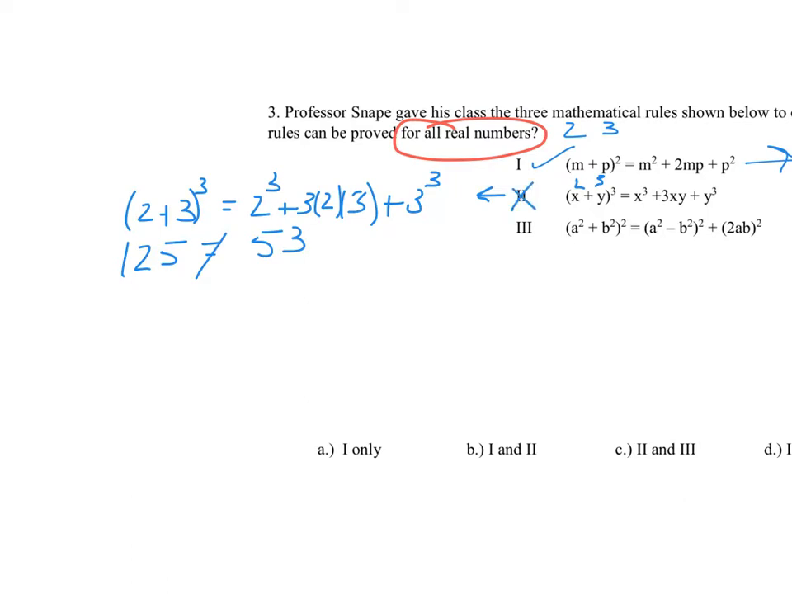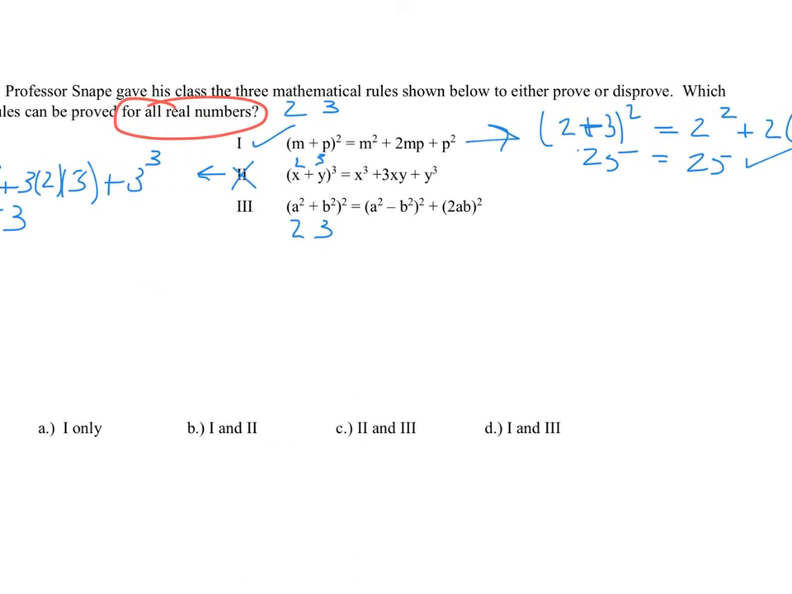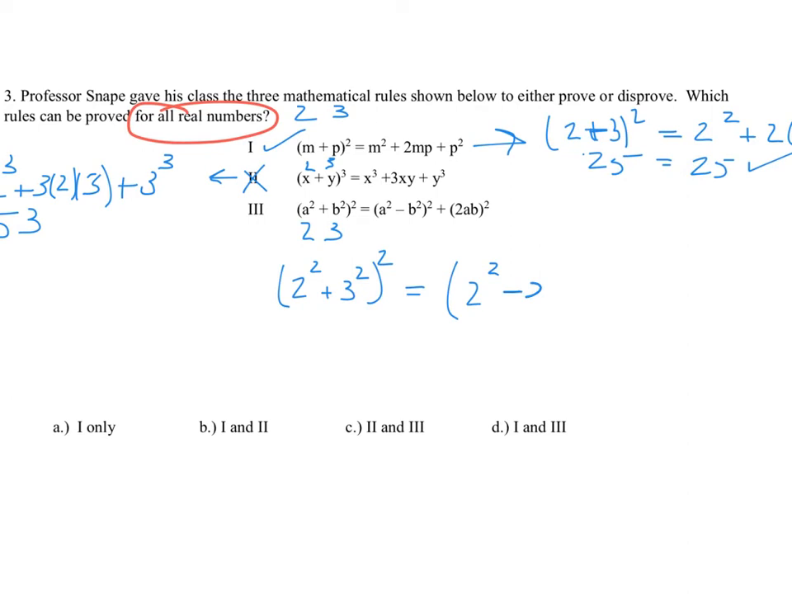And then I'm going to also use 2 and 3 for the last one for a and b and see if each side works. Okay, so I'm going to have 2 squared plus 3 squared all squared and see if that equals the other side of 2 squared minus 3 squared plus 2 times 3 times, well, it's 2 times 2 times 3 because the a comes first, but it really doesn't matter because it's commutative.